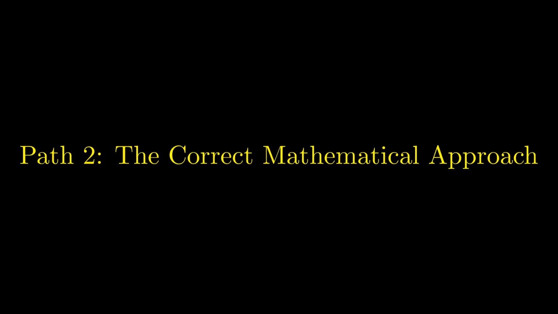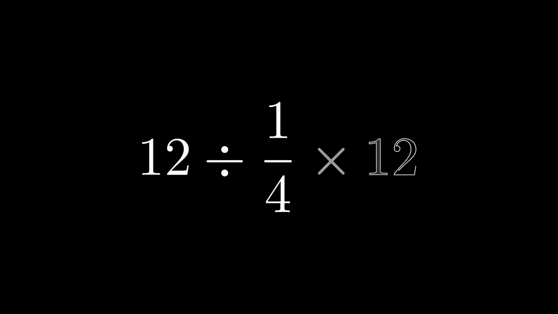Now let's look at the mathematically correct interpretation. This is what calculators and mathematical standards follow. Starting with the same expression. In standard order of operations, multiplication and division have equal priority, so we process them from left to right. The first operation we encounter is the division.